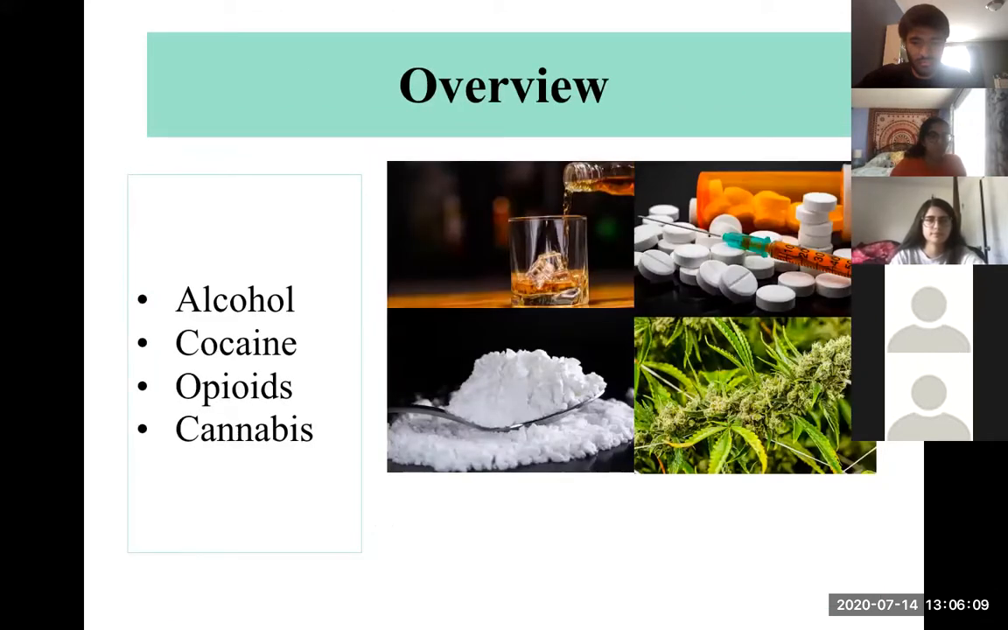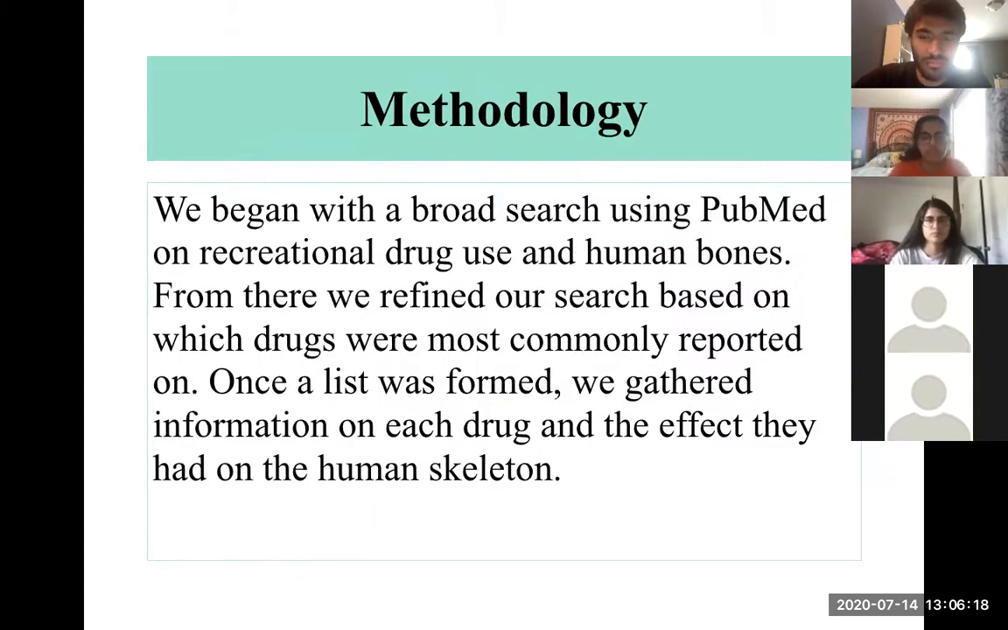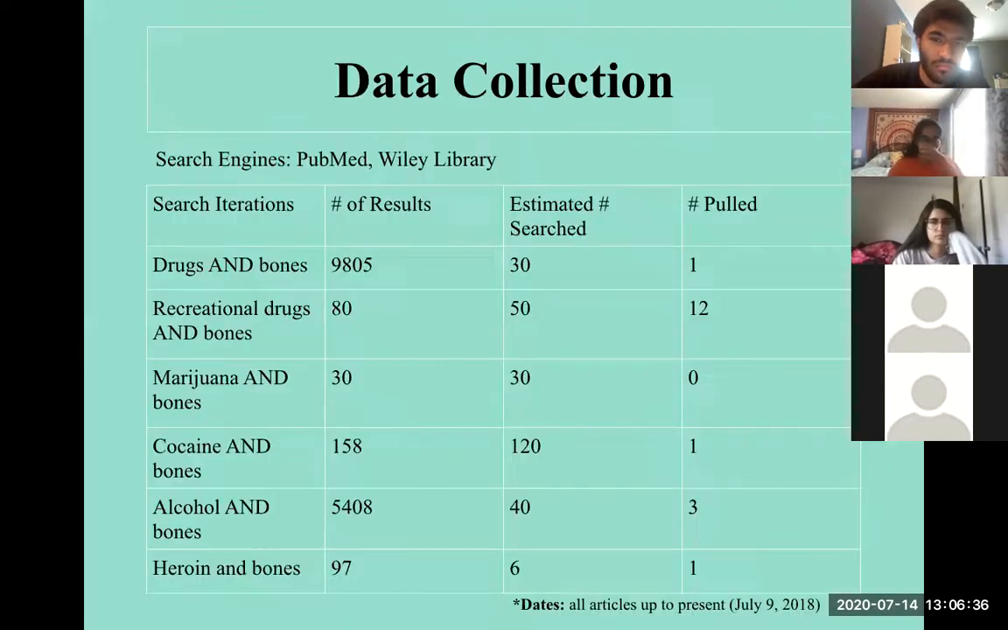So overview, I chose 4 recreational drugs we wanted to do. So alcohol, cocaine, opioids, and cannabis. So the methodology used in this research was we began with a broad search using PubMed on recreational drug use in human bones. From there, we refined our search based on which drugs were most commonly reported on. And then we formed a list, we gathered information on each drug and the effect they had on the human skeleton. So this is kind of the data collection process. So you can see exactly what we searched for, the number of results that were given, kind of how many papers we skimmed from that, and then the number of publications we actually pulled for the research.